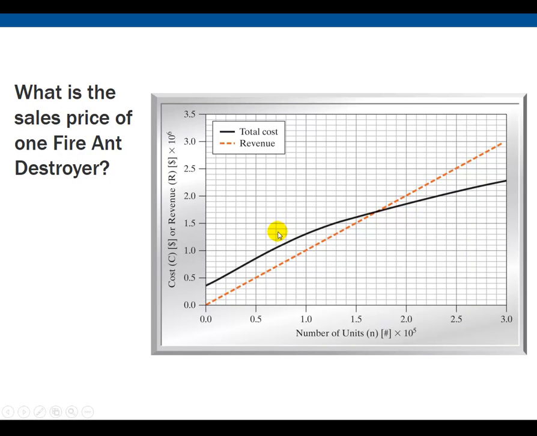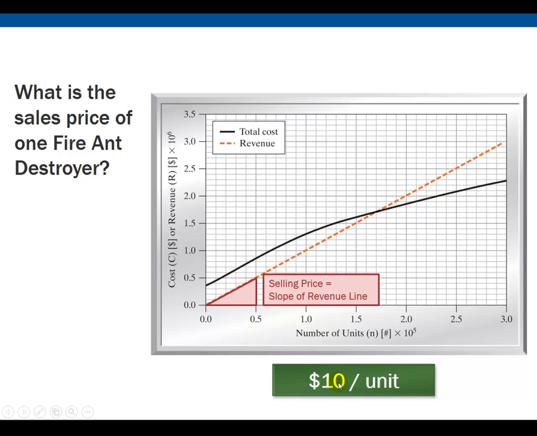And what is the sales price of the fire ant destroyer? The sales price is the slope of the revenue line. So this is the slope, and we can calculate it from this graph. We can read some values from this graph. It looks like we have a number of units, 0.5 times 10 to the 5, and the cost is 0.5 times 10 to the 6. So we can find it's $10 per unit.